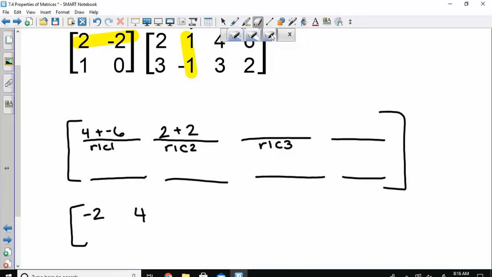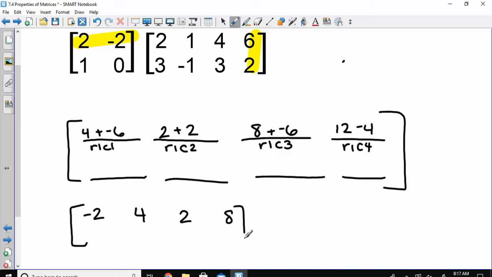So you take the first row times the third column. So 2 times 4 is 8. Negative 2 times 3 is negative 6. So we get a positive 2. Row 1, column 4. So if we multiply those, 2 times 6 is 12. Negative 2 times 2 is negative 4. And that gives us an 8.